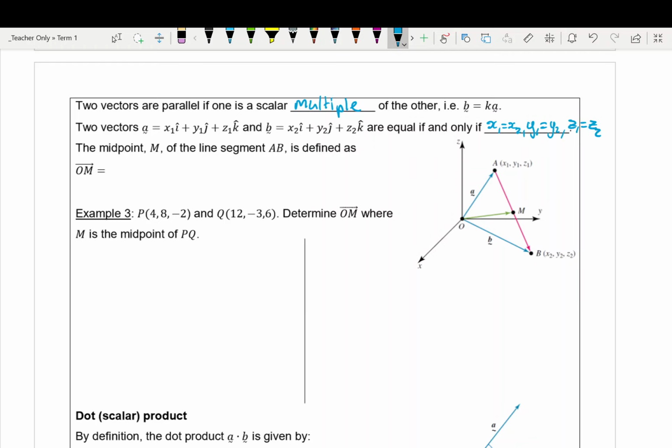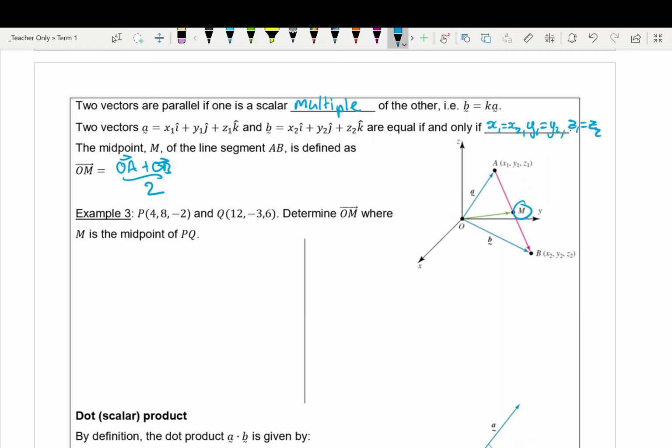The midpoint M of the line segment is defined by O to M is O to A plus O to B over 2. So we can see that over here. We've got this point M. How do we get there? Well, we take half the direction of O to B and half the direction of O to A, and that's going to get us to the midpoint of that A to B line.